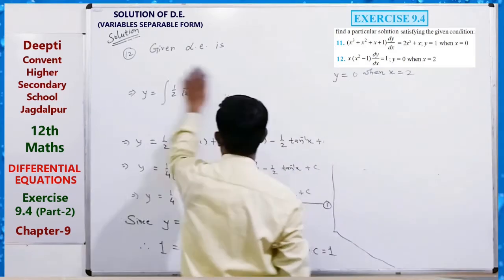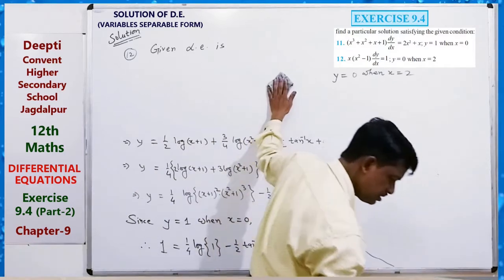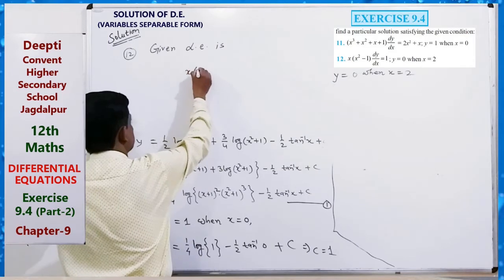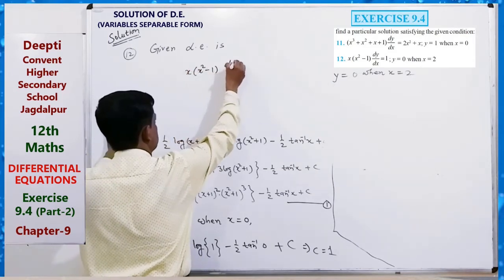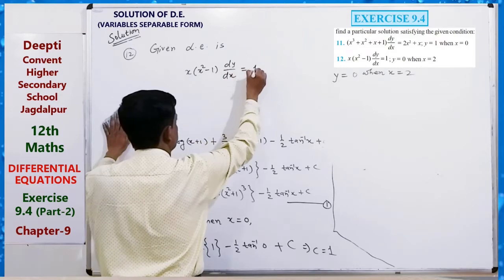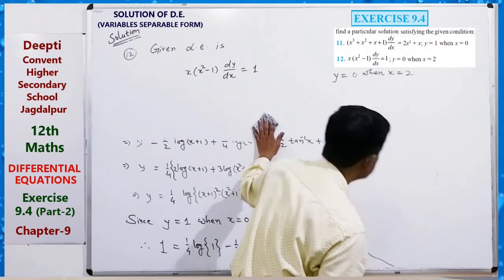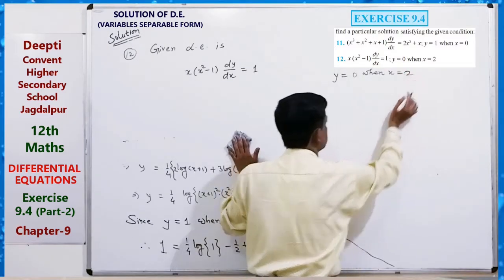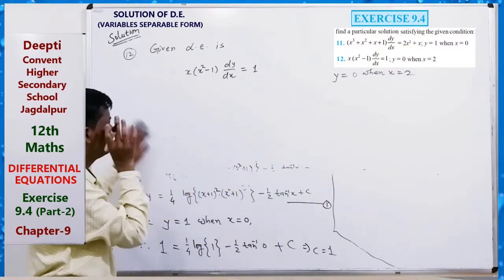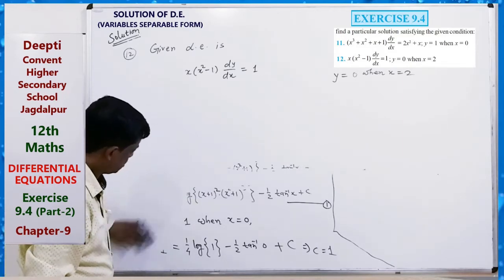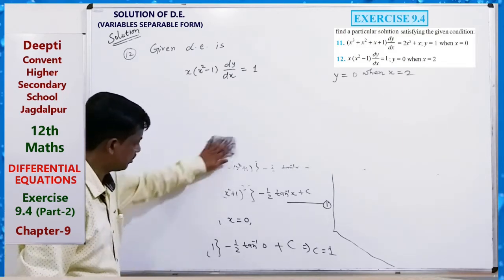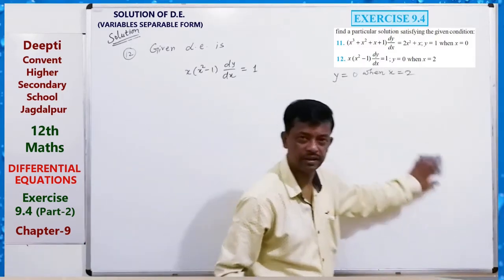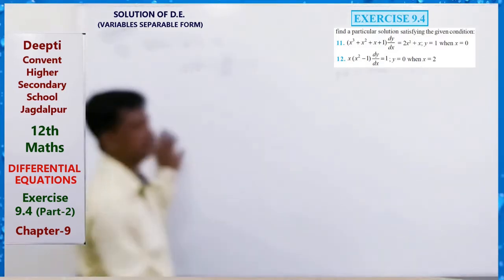Here the condition is this, and the equation of question 12 is (x squared minus 1) dy/dx equal to 1. Okay, y equal to 0 when x equal to 2. So very simple question. This is the same as a similar method, and you can solve it. I will give a hint for this question, so you have to do it yourself. Clear?